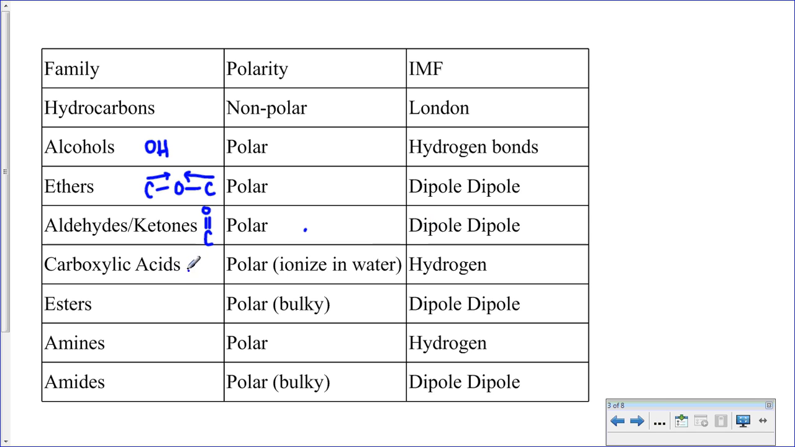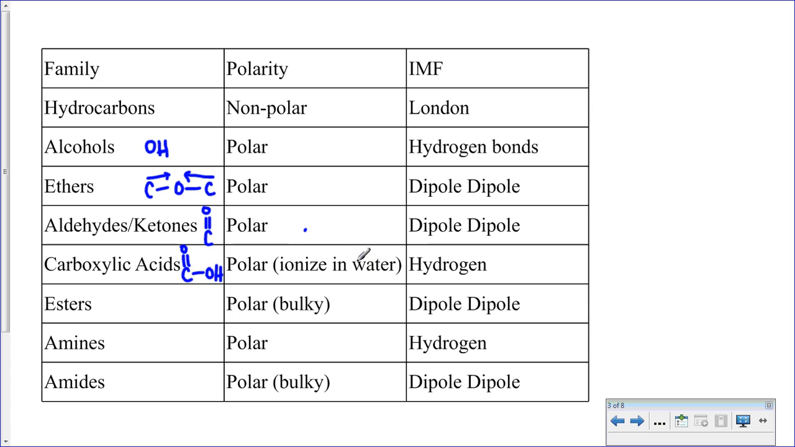Carboxylic acids have, at the end of the chain, the carboxyl group, which consists of a carbonyl and a hydroxyl. And this is polar. It can accommodate hydrogen bonds. So you've got the OH group. So if you've got two different carboxylic acid molecules, they can be attracted to one another through hydrogen bonding.